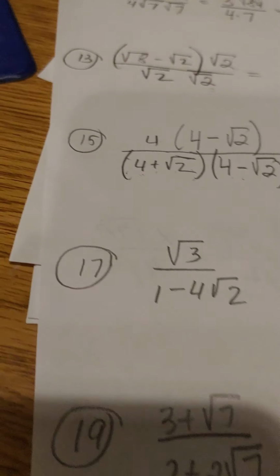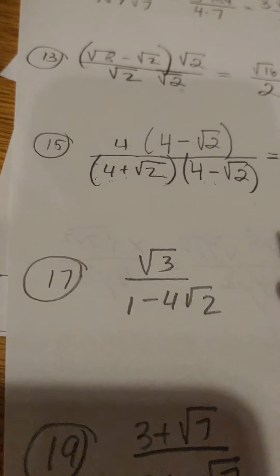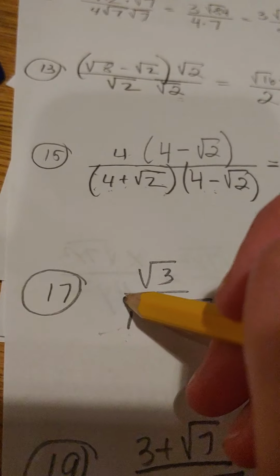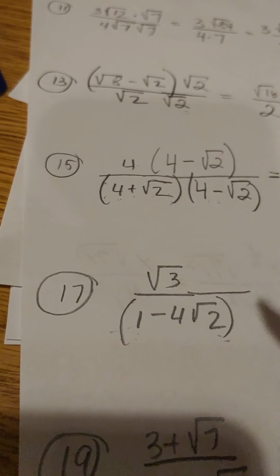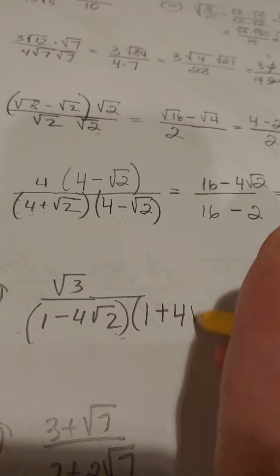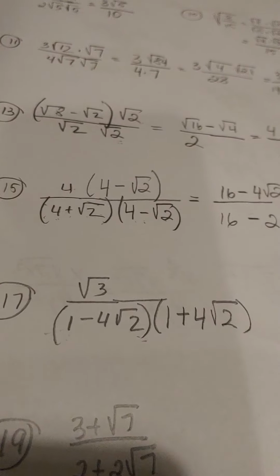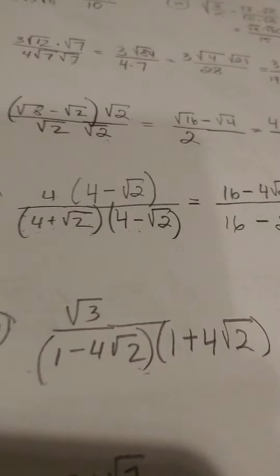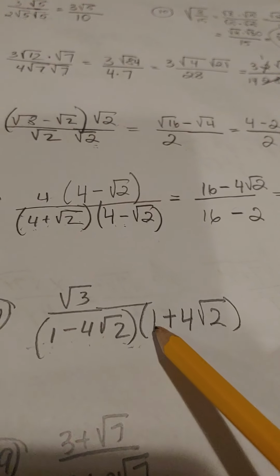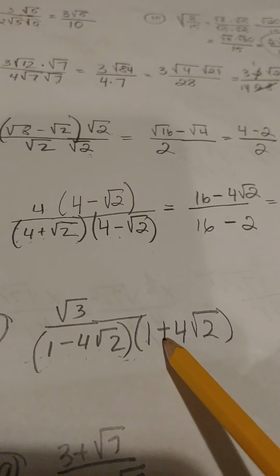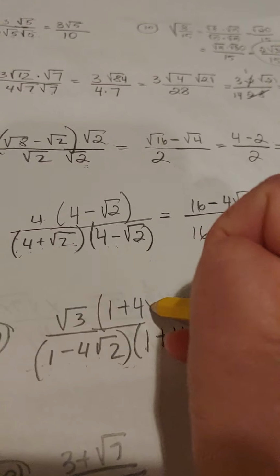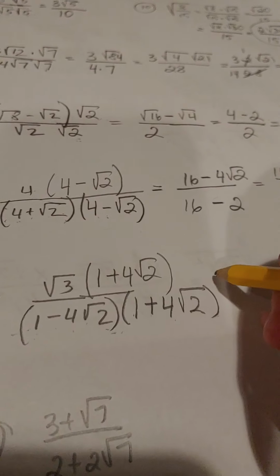Number 17. We see the same situation. We have two terms on the bottom, so we have to multiply by the opposite. I still forgot the word. Maybe when I remember, I'm going to put it in the notes to the lesson. Okay. We see 1 minus 4 square root of 2, and we have to multiply it by 1 plus 4 square root of 2. That's how we can get rid of that radical on the bottom.